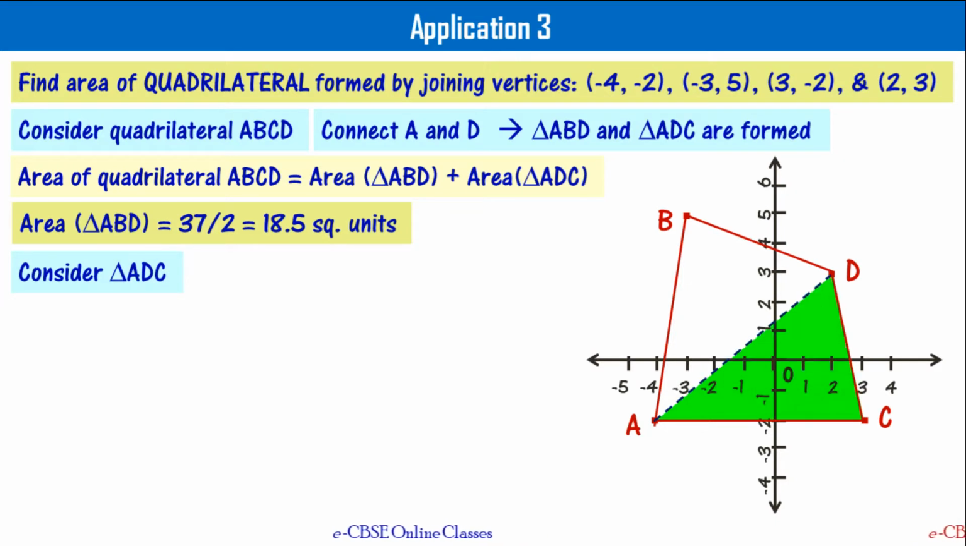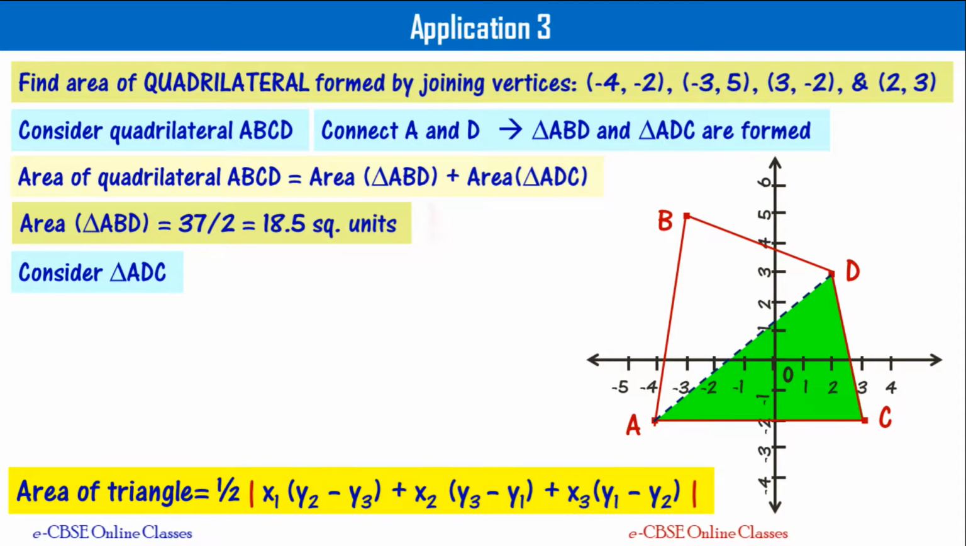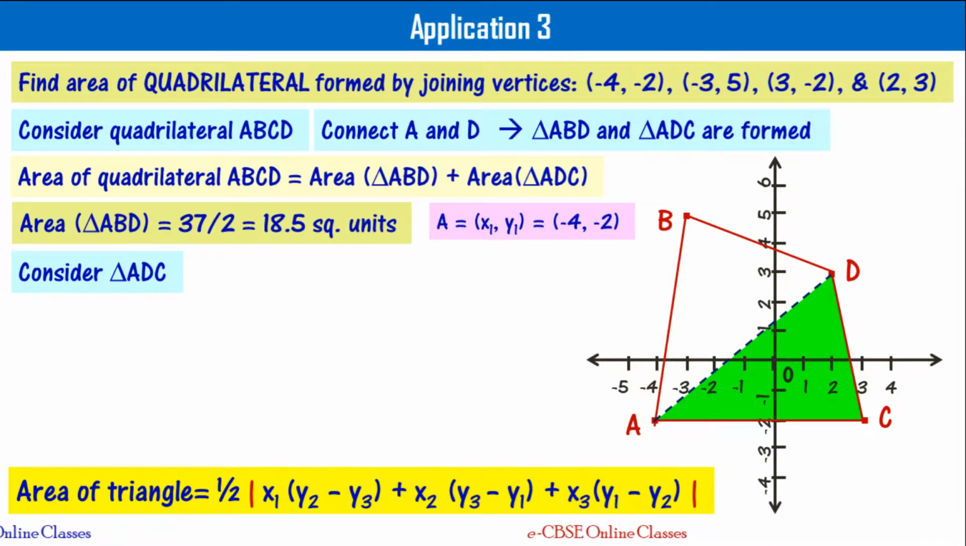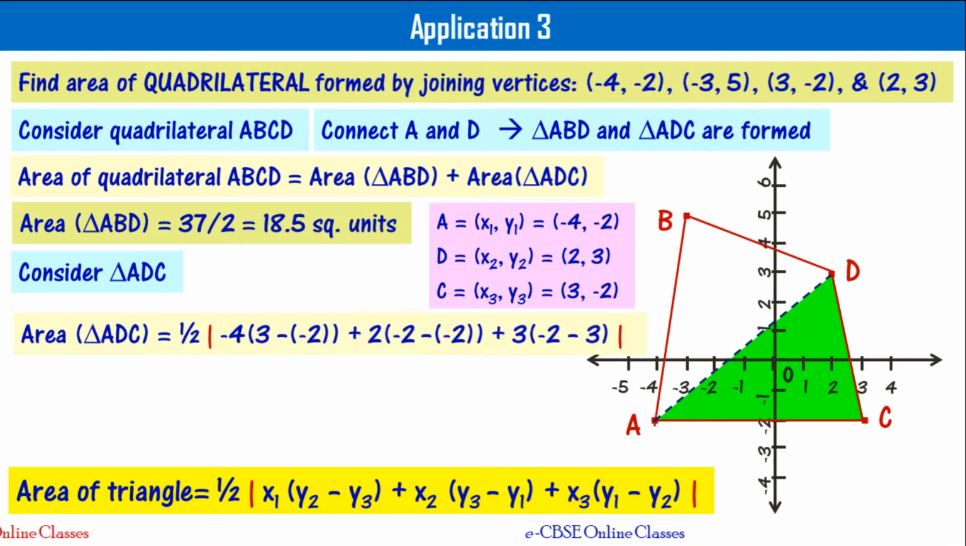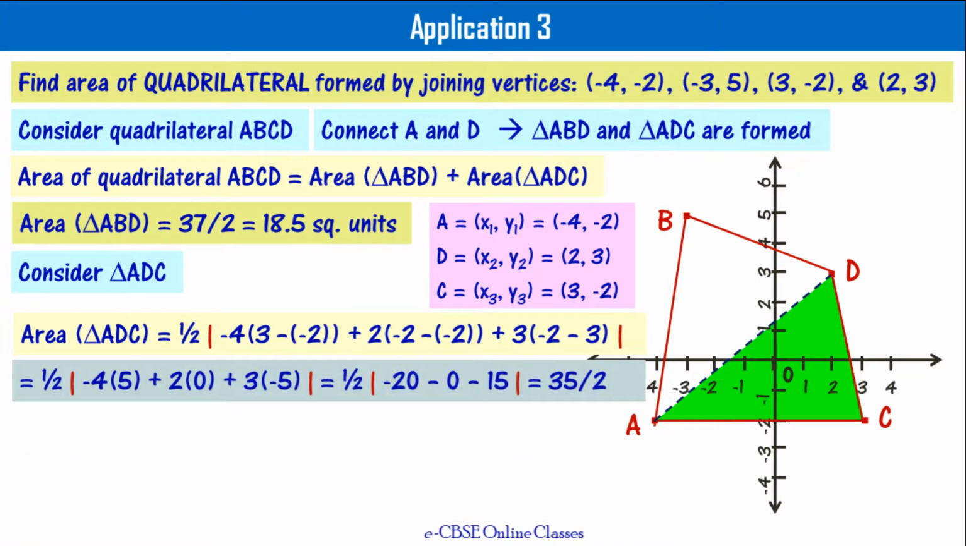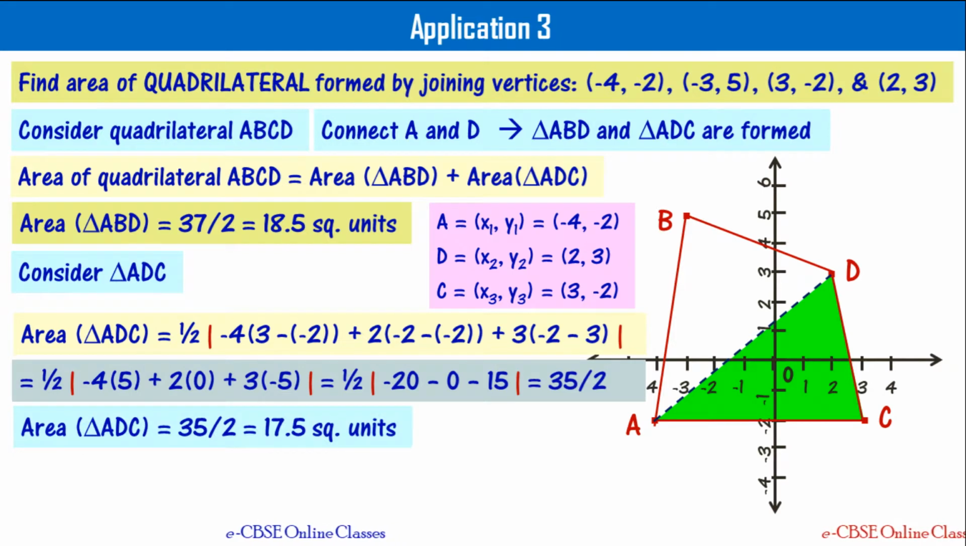Now let us consider the other triangle, that is triangle ADC. Let me say that A equal to x1 comma y1, D equal to x2 comma y2, and C equal to x3 comma y3. Let's substitute these values into the formula given such that we get area of triangle ADC equal to 35 by 2. Let me write that area of triangle ADC equal to 17.5 square units.